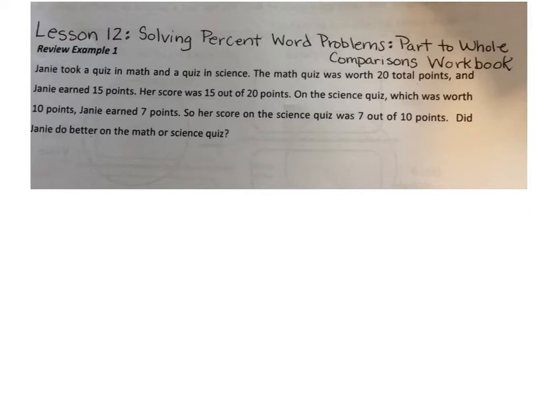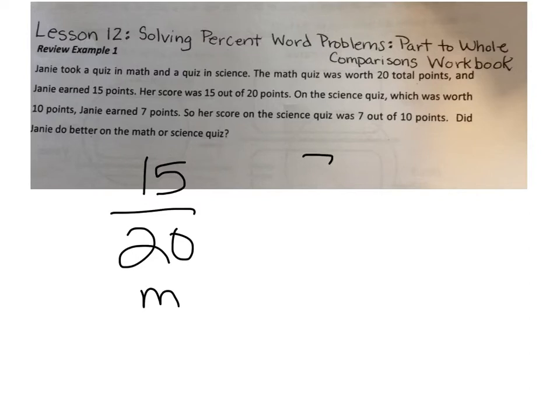So this is just a review question. If you look at your math quiz score, if you write that as your fraction, you can say she got 15 out of 20. That was her math. I'm going to put an M so remember that. And then her science was 7 out of 10. I'm going to put an S there. We just got to say which one is better. Well, it's a matter of just comparing your fractions.